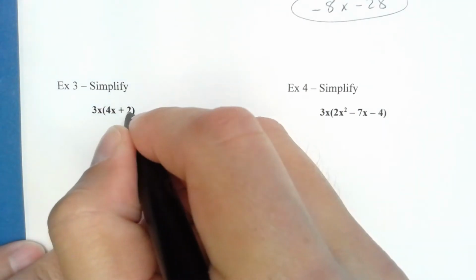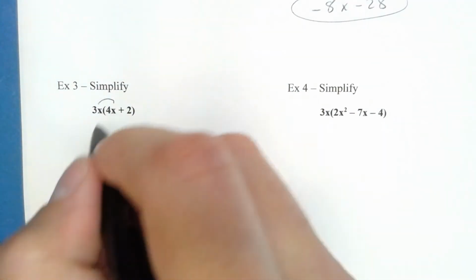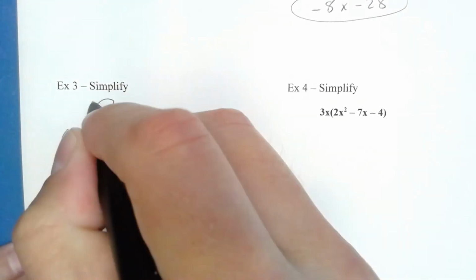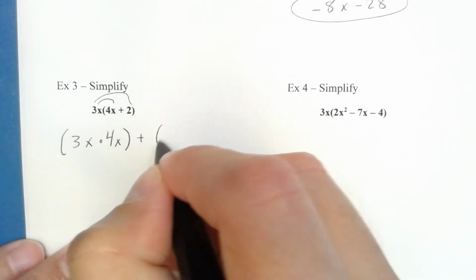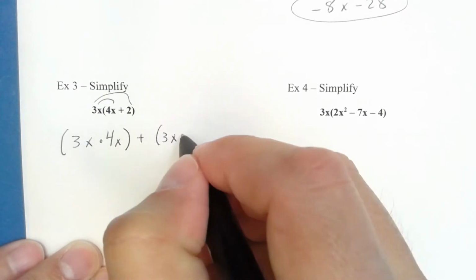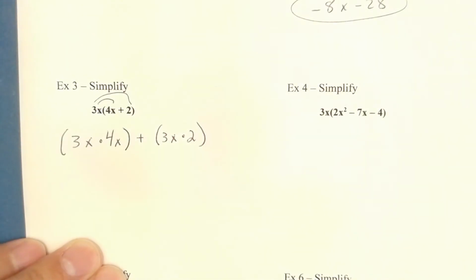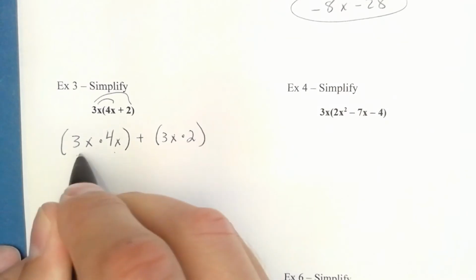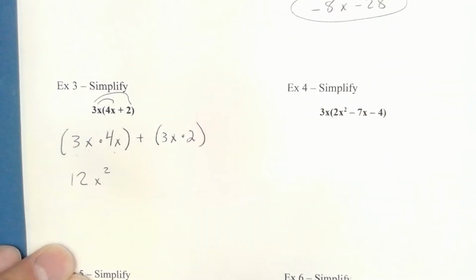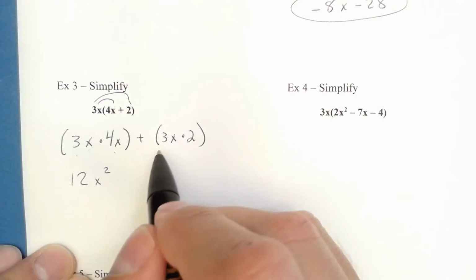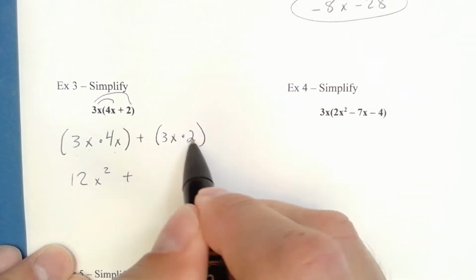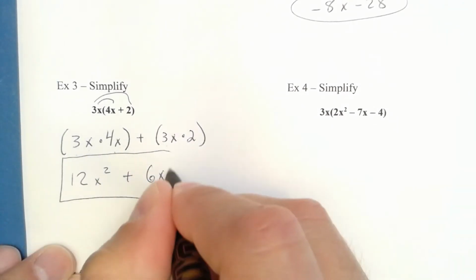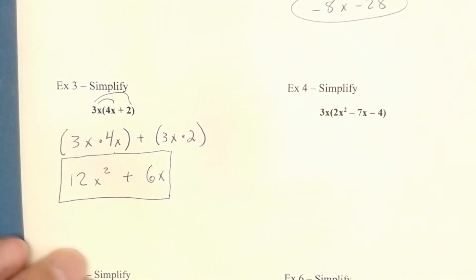3x times 4x plus 2. So again, we're going to take those two first. 3x times 4x, and then 3x times the 2. Well, 3x times the 4x, 3 times 4 is 12, and then x times x is going to be x squared. Plus 3x times 2, well, that's 6x. So now you're done. We're going to start working some exponents into these problems.